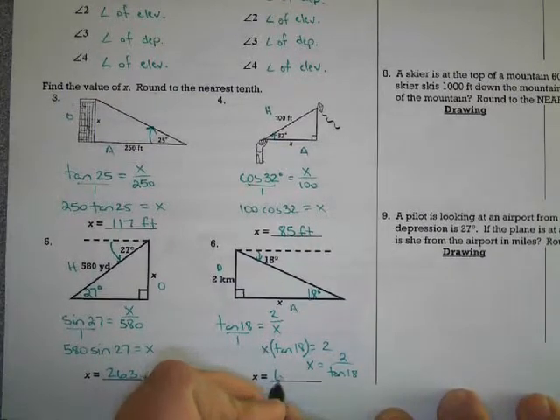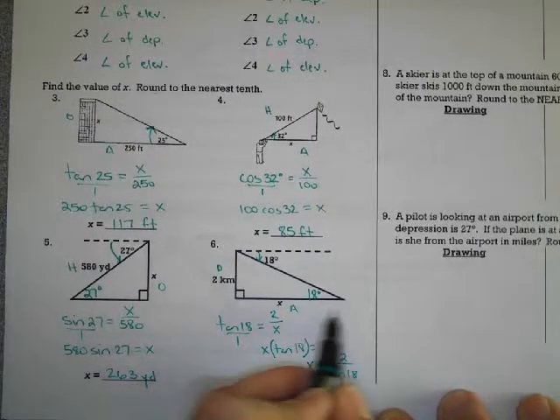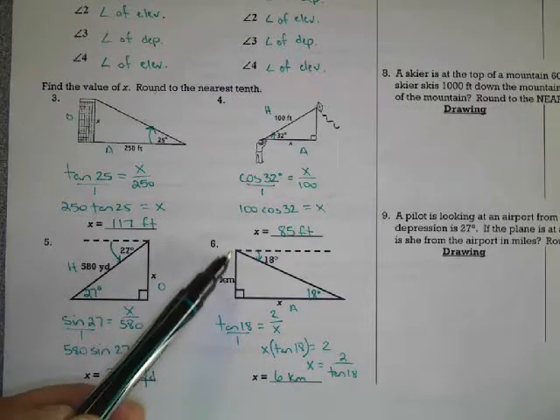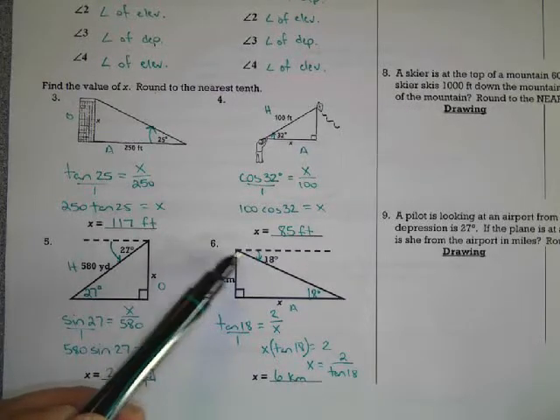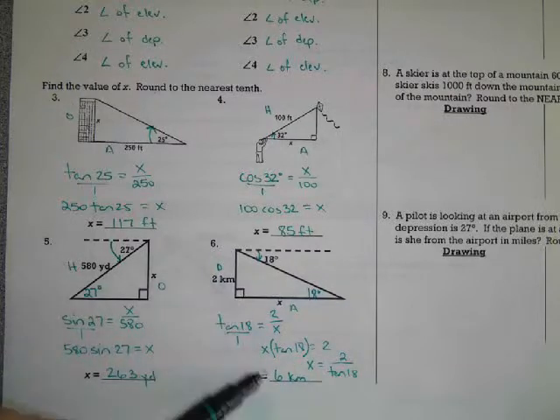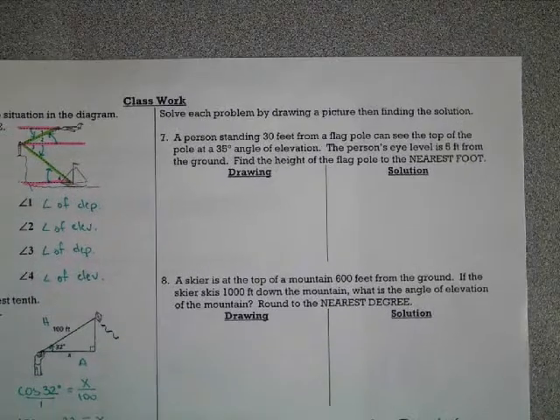So this might be, you know, an airplane coming in for a landing. It's 2 kilometers above the ground. It's coming in at an 18-degree angle. How far does it still have to travel to get to the runway? So we are going to try one of these problems together, and then you will be responsible for finishing problems 8 and 9.